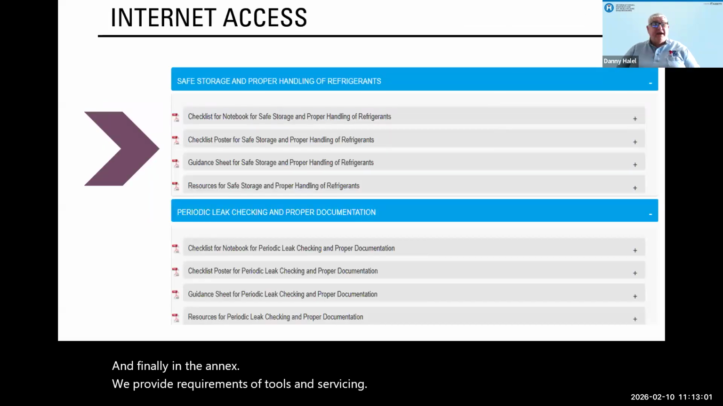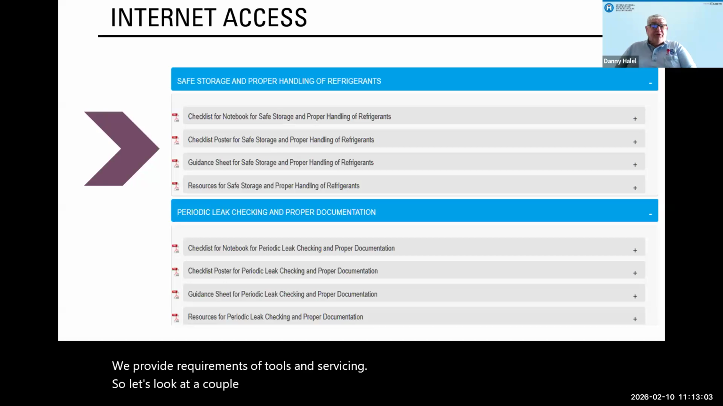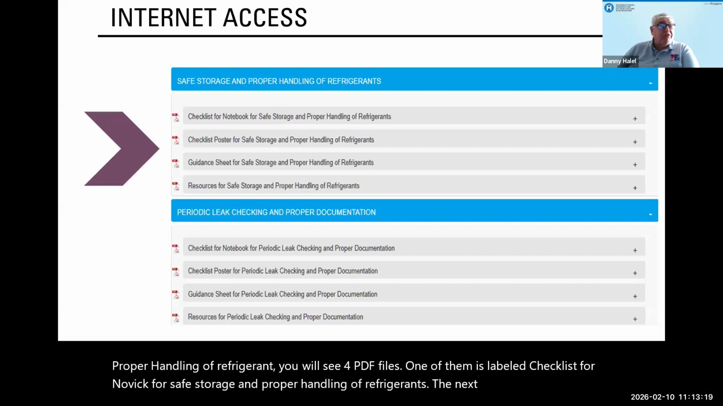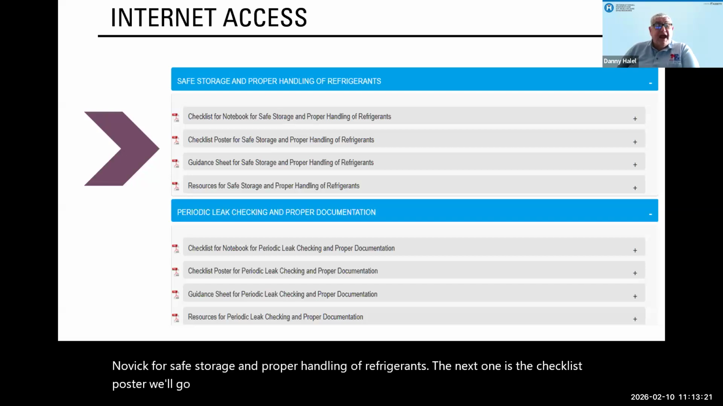So let's look at a couple of the ribbons. If we pull down the first ribbon, safe storage and proper handling of refrigerant, you will see 4 PDF files. One of them is labeled Checklist for Notebook for safe storage and proper handling of refrigerants. The next one is the checklist poster. We'll go through both of these. Then there's a guidance sheet. We'll talk about that as well.